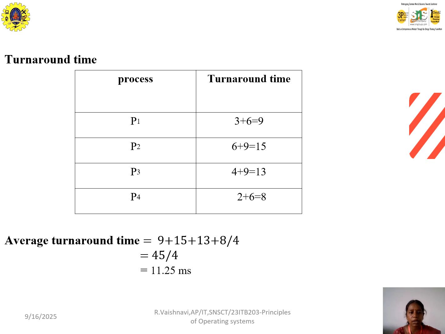Next one will be the turnaround time. In turnaround time we have to take the burst time and the waiting time. By adding the burst time and waiting time, we get the turnaround time. For calculating the average turnaround time, we have to add these four values and divide by 4. The time will be 11.25 milliseconds.